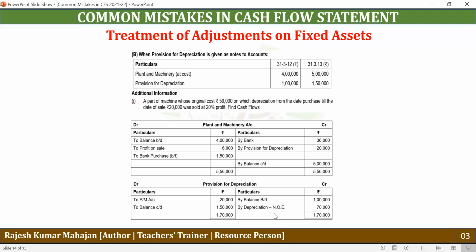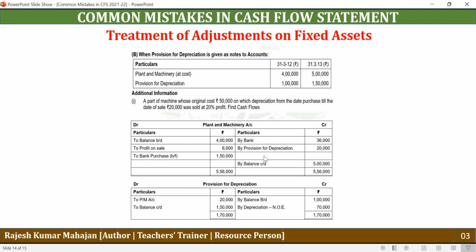Okay, so now the next thing: how to show the effects. Just ignore the opening and closing balances of plant and machinery and profit depreciation, because these second effects are already in the balance sheet or the notes to accounts. So just show the double effects of all adjustments and the balance figure. Now let's start from plant and machinery itself. We have written here by bank, so it is sale of plant and machinery. Under investing activity, you will write sale of plant and machinery, 36,000.